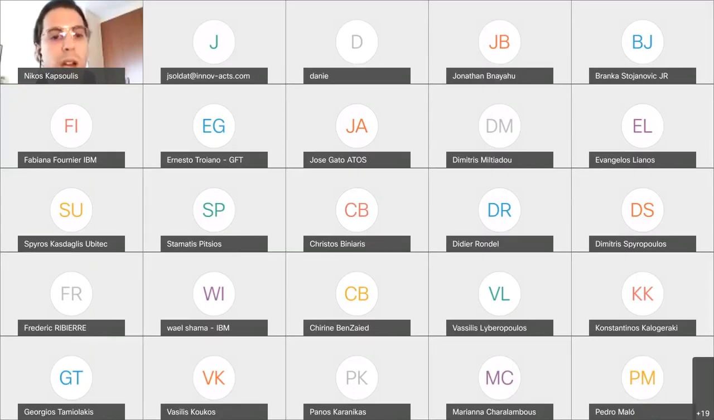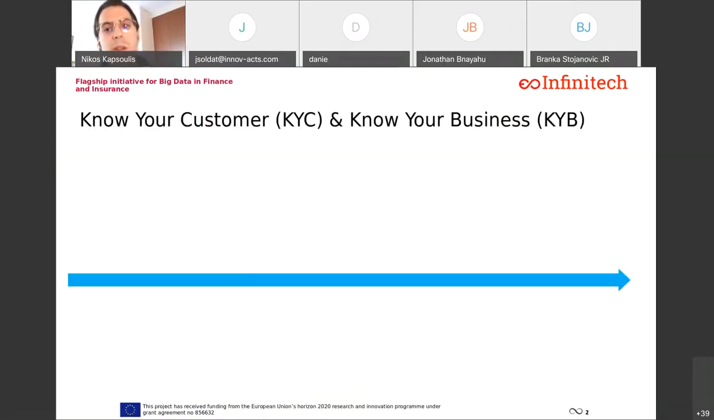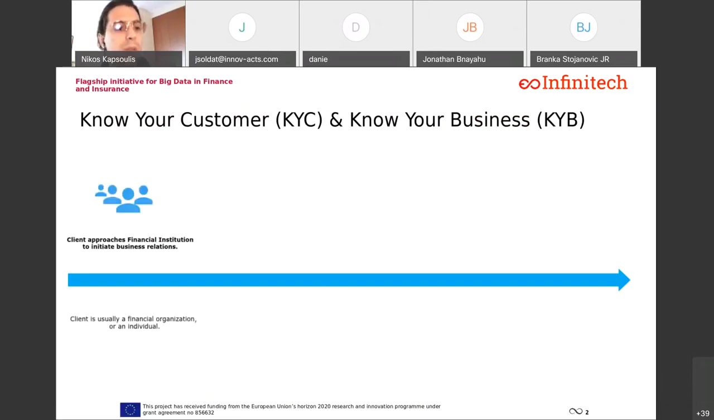So we're talking here about the KYC, KYB use case, the standard use case of the financial sector. And we would like to have a title of the solution where we're doing intelligent data sharing with blockchain, and what this all means. We will start with the know your customer and know your business standard use case and what it is. We have, of course, an actor, which is a client that approaches a financial institution to initiate business relations. The financial institution queries the shared KYC platform. This is what happens in the real world today and how the KYC and KYB process is implemented.